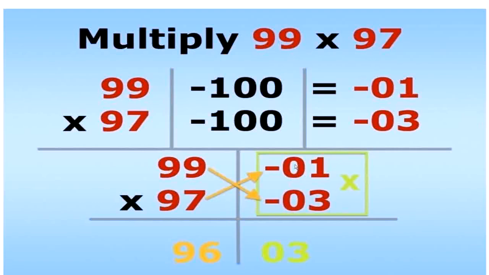So now you multiply 0, 1 into 0, 3. That's going to be 0, 3 over here. And either way you can do it. 99 minus 0, 3 is 96, or 97 minus 0, 1 is 96. Okay. So the answer is 9603. You just finished in 3 steps. You do the subtraction and bring this answer over here, and then again do one more multiplication and then do subtraction. That's all. So it's very easy, isn't it?